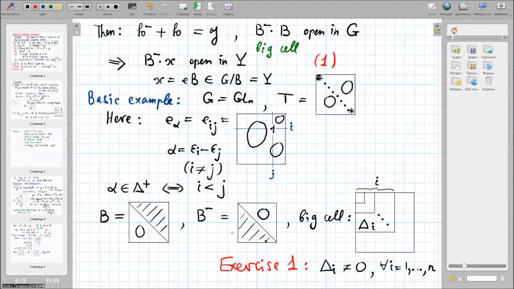Professor, we only need the leading principal minors, right? Not all principal minors, to belong to the big cell. We only need n principal minors. Oh yes, the upper left corner minors, the minors sitting in the left corner of the matrix.